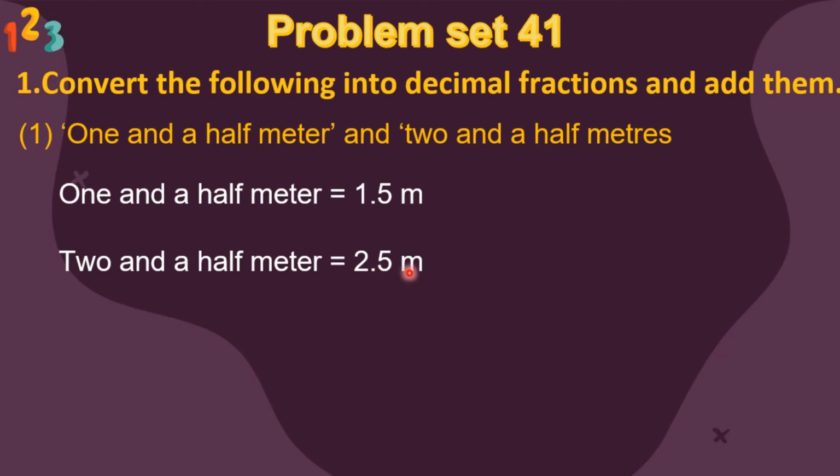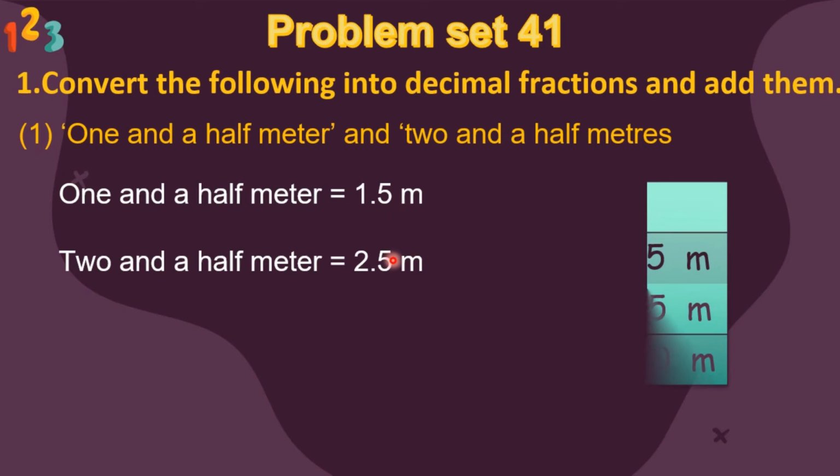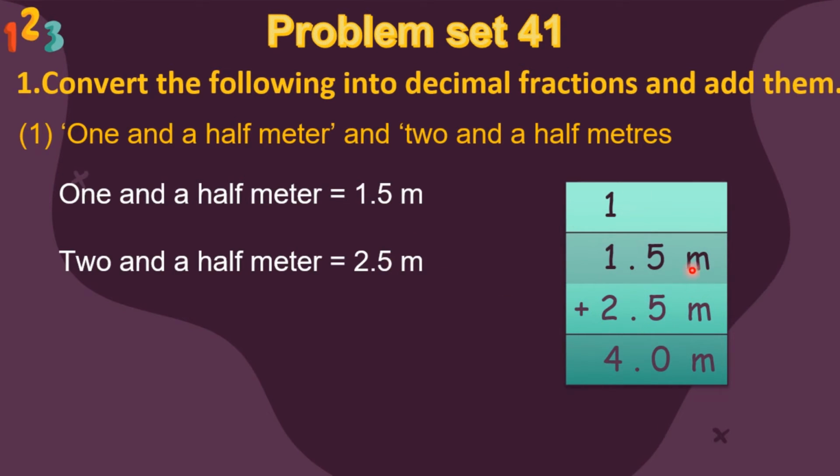And 2.5 meter we write as 2.5 meter. Now let us arrange these two numbers as per their places in a proper box and let us add them. So here we have 1.5 meter plus 2.5 meter. So after addition we get 4.0 meter.